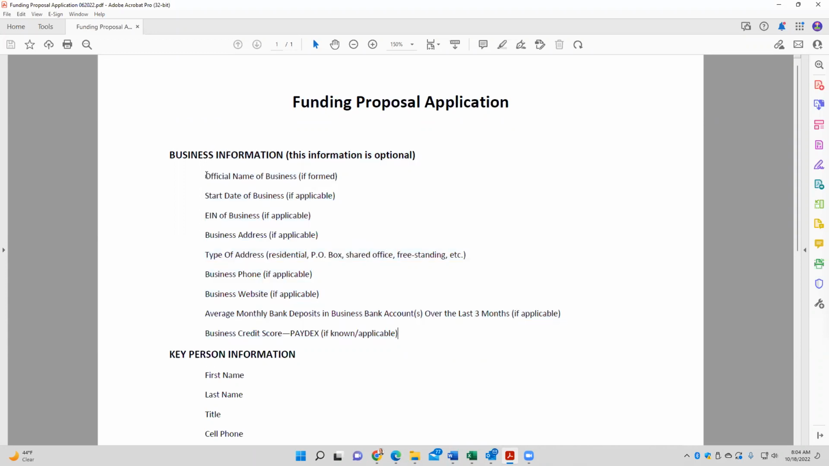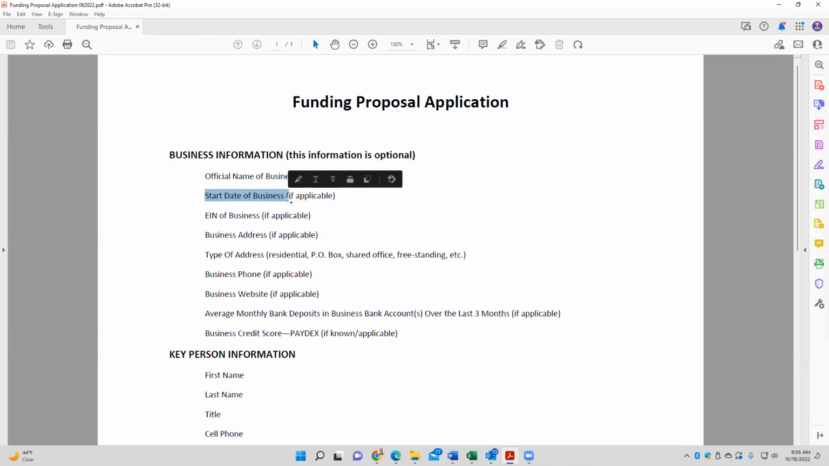So let's go ahead and look at the fields of information. If it has been formed, we're asking for the official name of the business. Makes sense. If applicable, when was it started? And a start date is typically when it was formed through the Secretary of State.